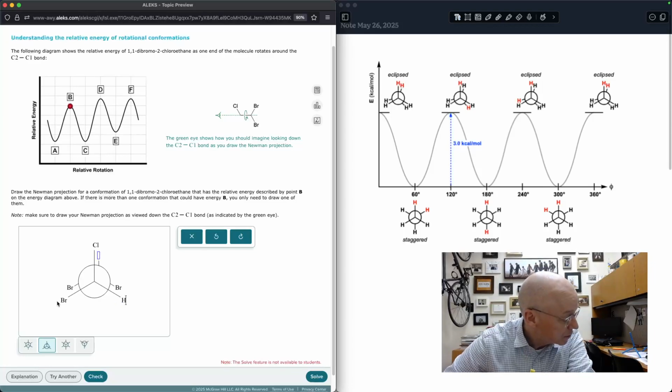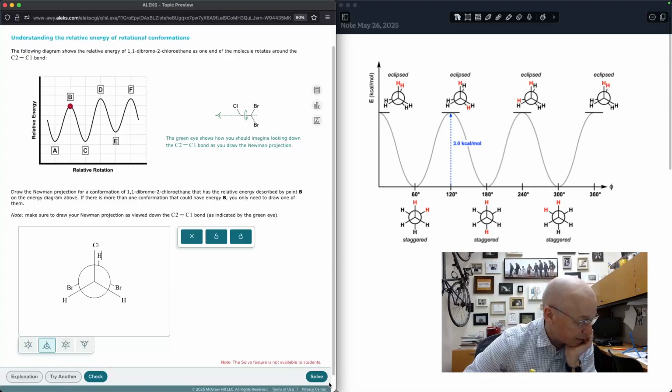Hydrogen. This is going to be a long video. Hydrogen. But shorter than we're doing it in class, because in class, I'm stumbling around, right? Solve. And that's going to be right, because it's between the two lowest. But it's the higher one, so it's going to be eclipsed. Solve.